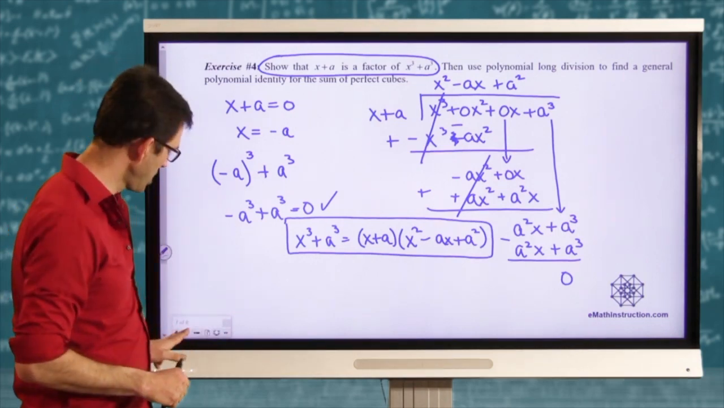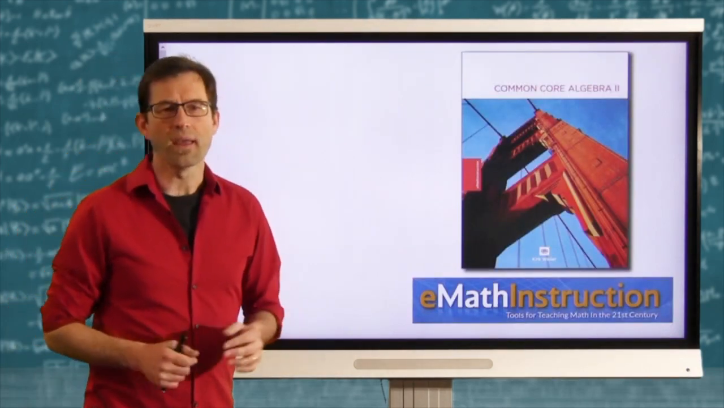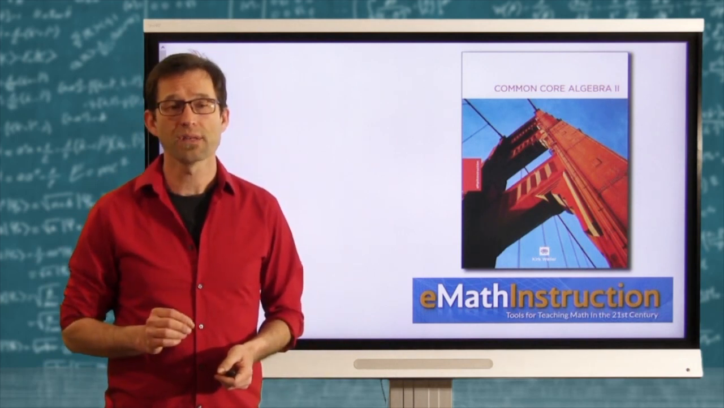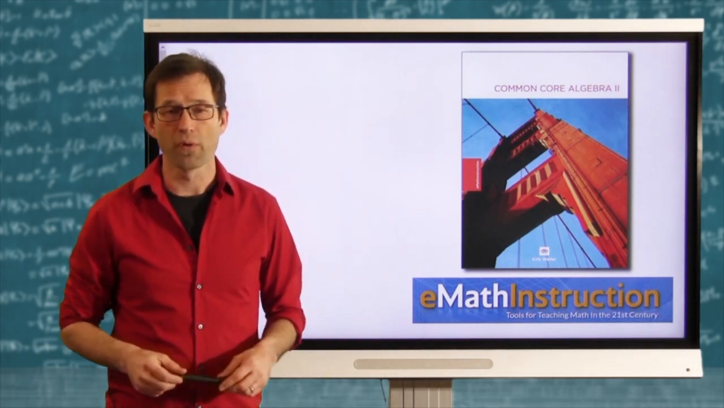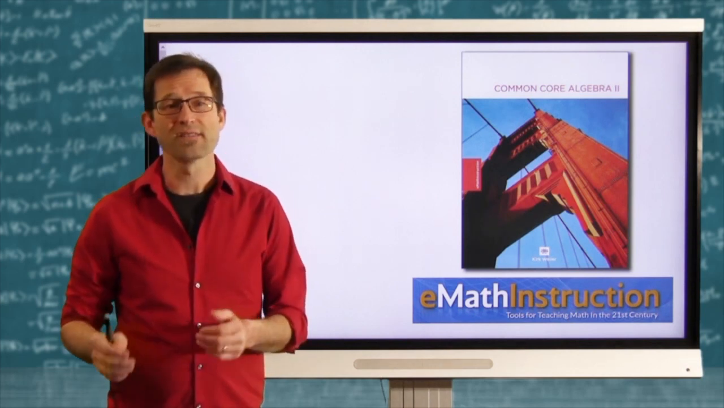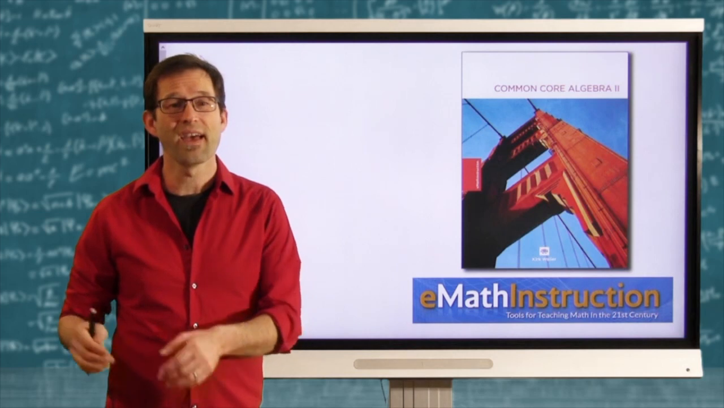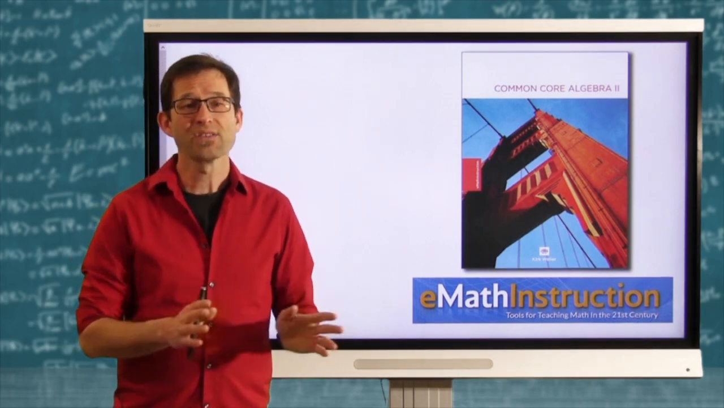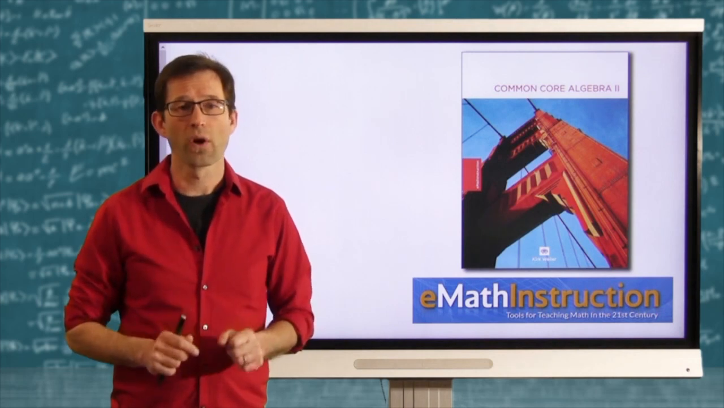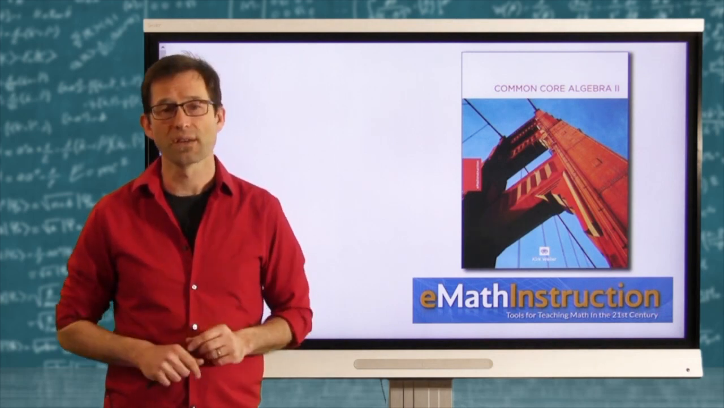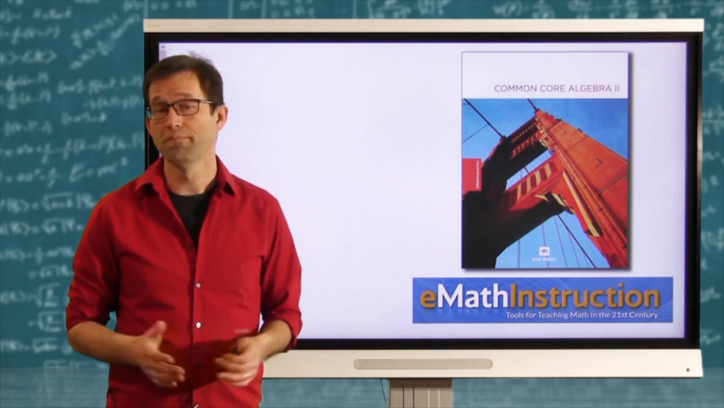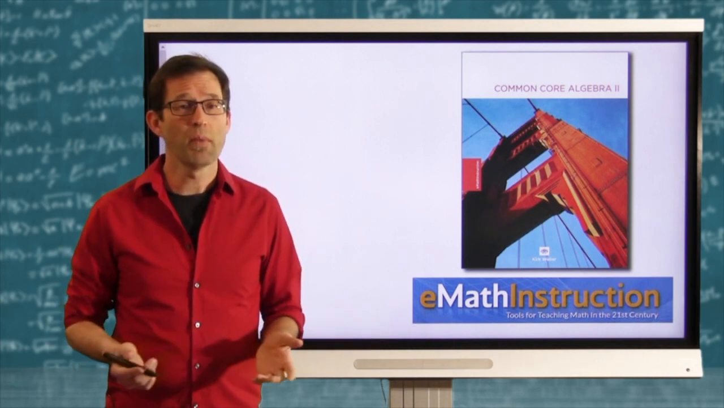All right, let's do it. So today, we looked at two very special polynomial identities, the sum and the difference of perfect cubes. X cubed minus a cubed equals x minus a times x squared plus ax plus a squared. And x cubed plus a cubed is equal to x plus a times x squared minus ax plus a squared. Whew, that's a mouthful.